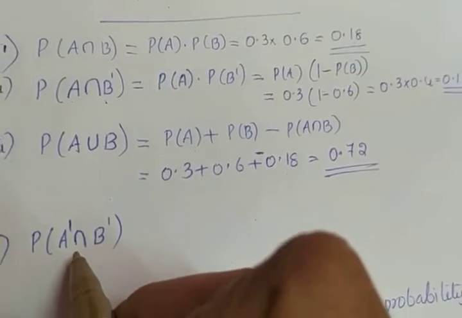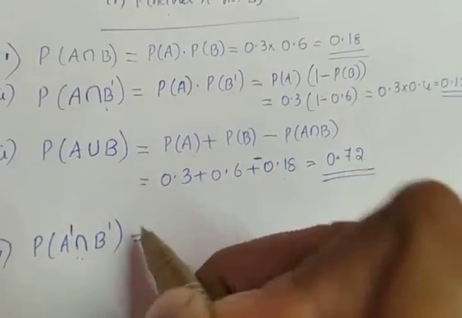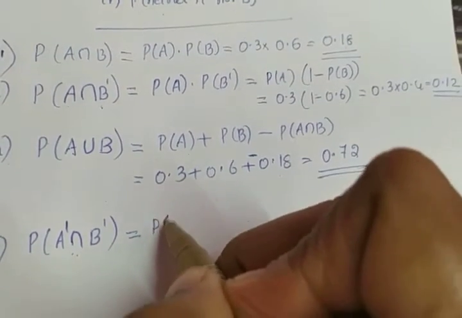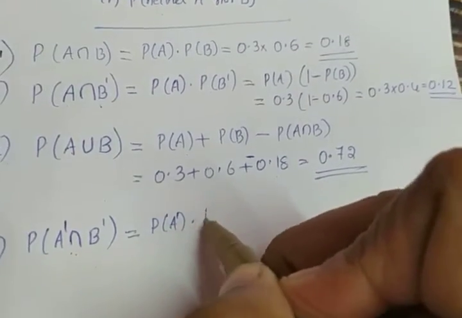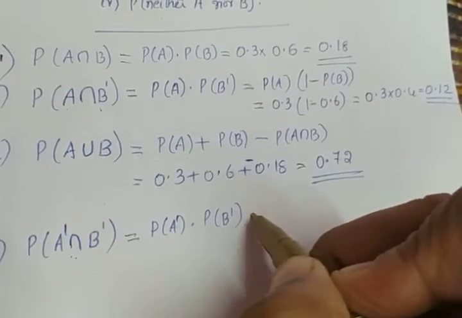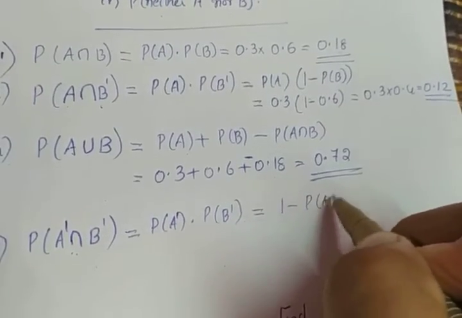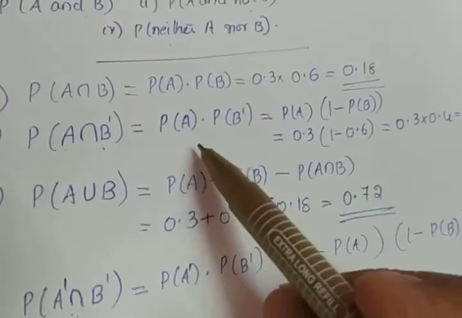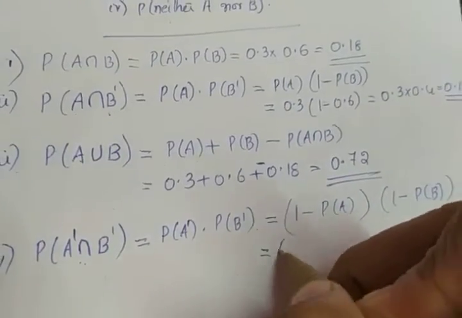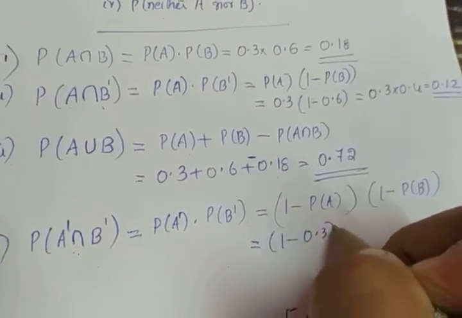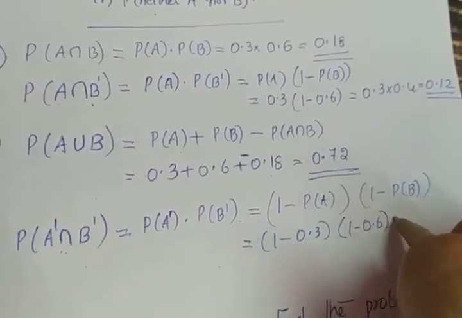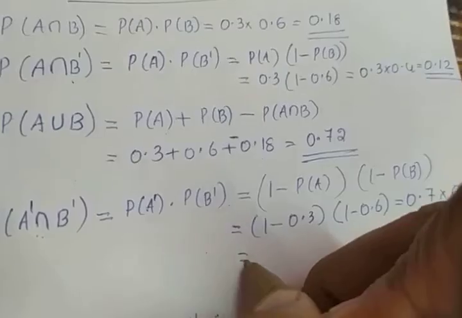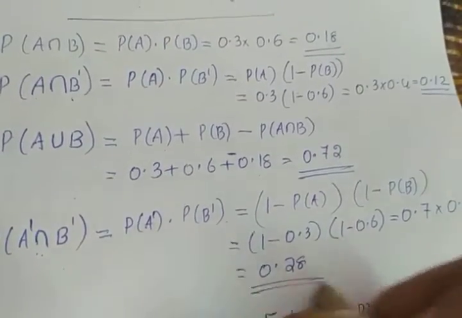So that is the reason why we are writing intersection. Again, since A and B are independent events, we can write P of A dash intersection B dash as P of A dash into P of B dash. And how can we write P of A dash? That is equal to 1 minus P of A into, and here it is 1 minus P of B. We already calculated P of B dash here. Still we will calculate again. That is 1 minus 0.3 is 0.7 into 1 minus 0.6 is 0.4, which gives you the value 0.28.